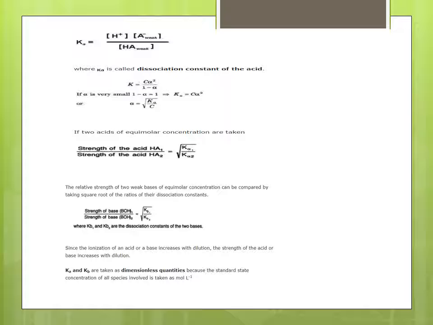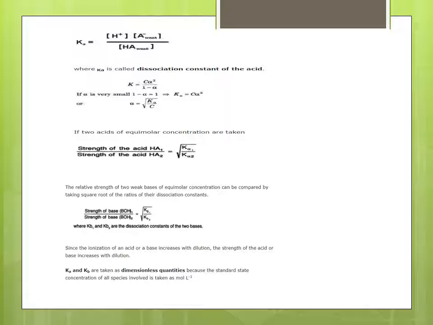Now Ka will be as usual, the method is same for writing Ka. Ka will be molar concentration of H+, molar concentration of A- over molar concentration of your weak acid HA, where Ka is called dissociation constant of the acid, and Ka is equal to C alpha squared upon 1 minus alpha, by putting all the values and after doing all the rearrangements.